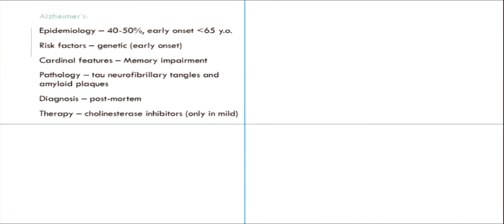Okay, so let's go back to the primary dementia. We've ruled out delirium. We've ruled out depression in this patient. So Alzheimer's is the most common one, and these are the facts that I would know about it. There is a genetic component, which is usually more likely to be early onset, which is less than 65. Usually this is a disease of older age, okay? And the cardinal feature is memory impairment. That presents in a couple of ways.